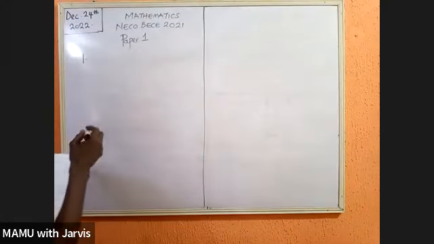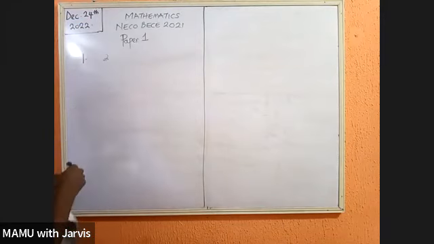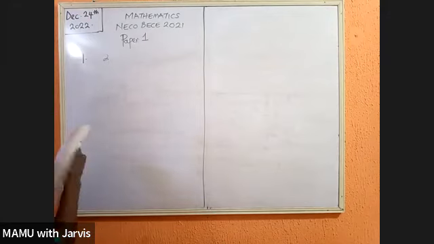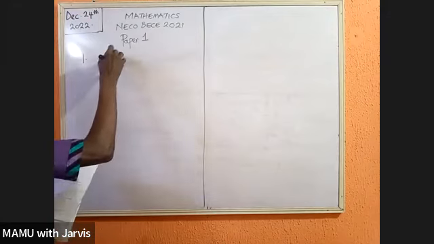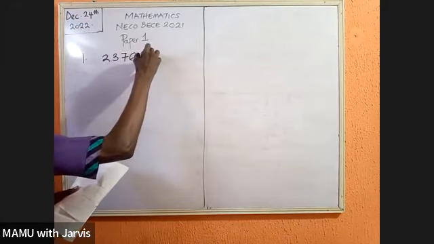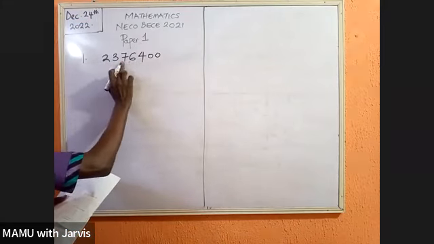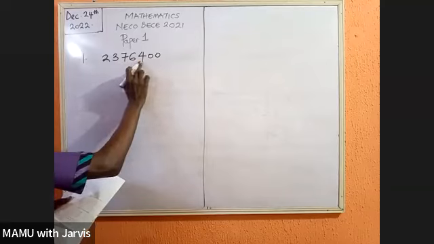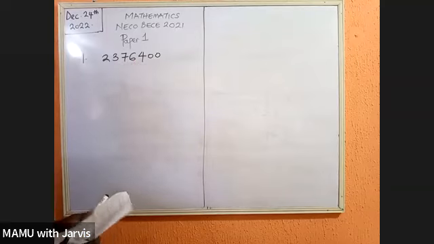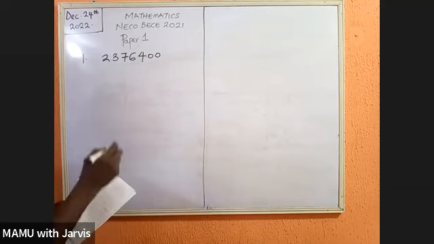Question one says, I have the number 2,376,400. Now we're told to discover the place value of 7.